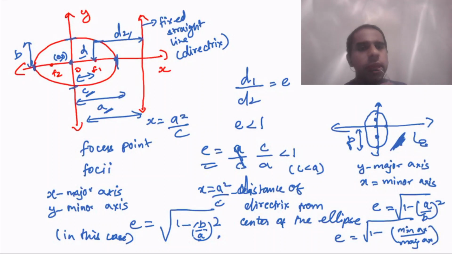This definition will be more general, and you can use this definition to solve problems, and also this definition, e equal to c by a. So these two definitions are important for solving any problems involving ellipse shape.